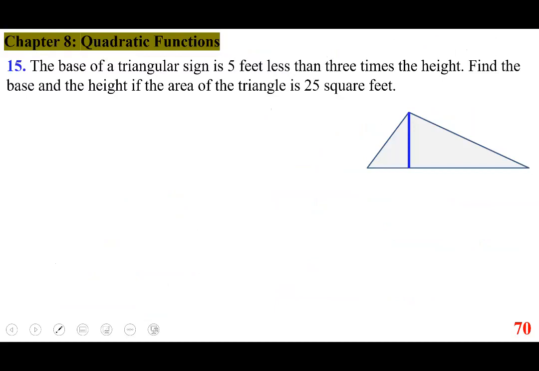In this case, the base of a triangle is 5 feet less than 3 times the height. We want to find the base and the height if the area is 25 square feet. So we need to know a few things. Number one, if this is the height, then the base is 3 times that minus 5. And the area, remember, it's always for a triangular shape, 1/2 base times the height. So 1/2 base times the height, we multiply these two numbers times 1/2, we receive 25 as the result. One easy way to solve this is to get rid of the 1/2 by multiplying both sides by 2.